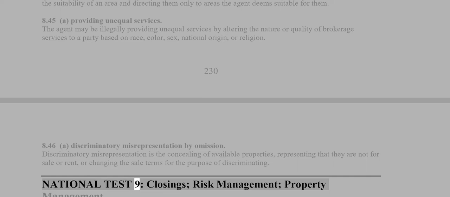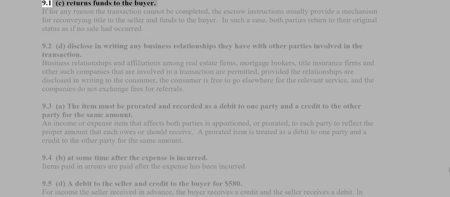National Test 9, Closings, Risk Management, Property Management. 9.1 c. Returns funds to the buyer. If for any reason the transaction cannot be completed, the escrow instructions usually provide a mechanism for reconveying title to the seller and funds to the buyer. In such a case, both parties return to their original status as if no sale had occurred.